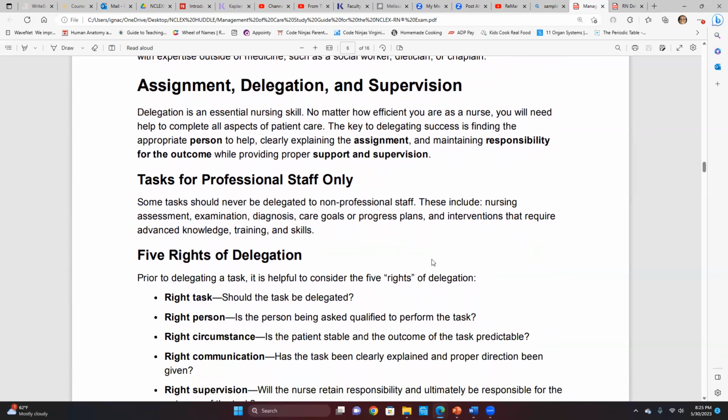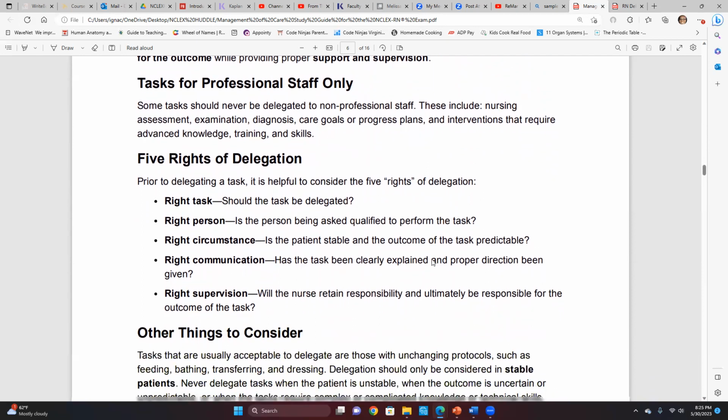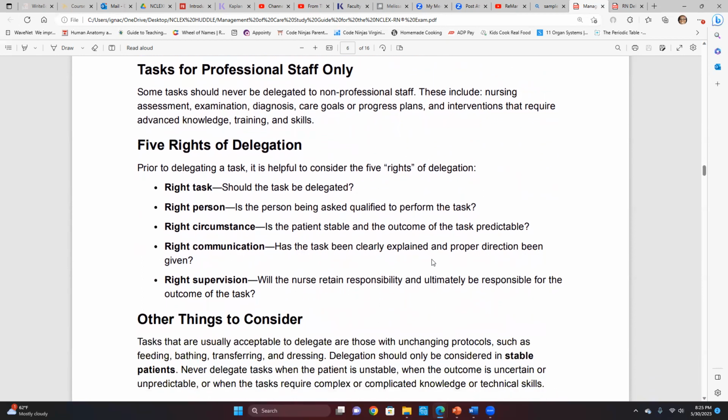When we think about assignment, delegation, and supervision, it's really important to understand that if we are delegating a task, someone is acting on our behalf, but that does not relieve us of the right or the responsibility or the accountability of making sure that that patient care has been done. When we are delegating, we have to know the 5 rights of delegation: right task, right person, circumstance, communication, and supervision.